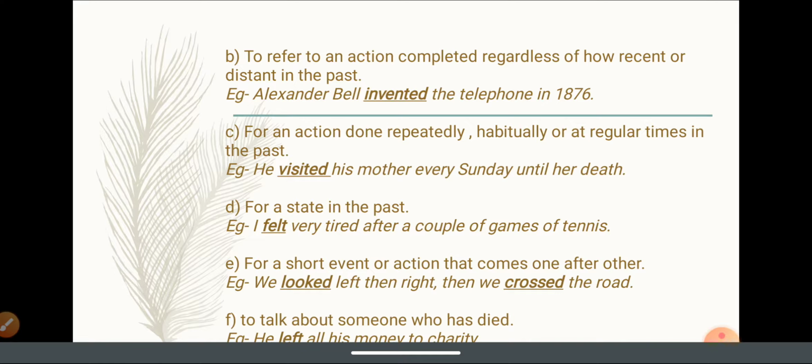For a state in the past, so it was a state, no action is there. I felt very tired after a couple of games of tennis. So when he played a couple of games of tennis, he felt tired. This is a state of the past.